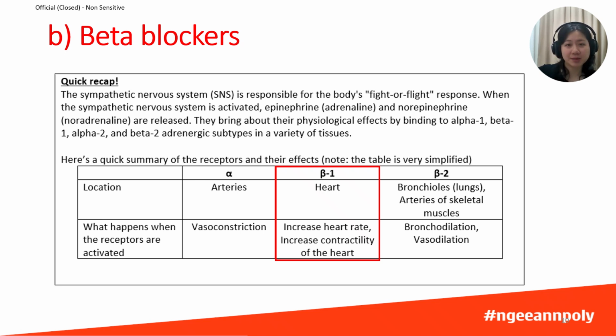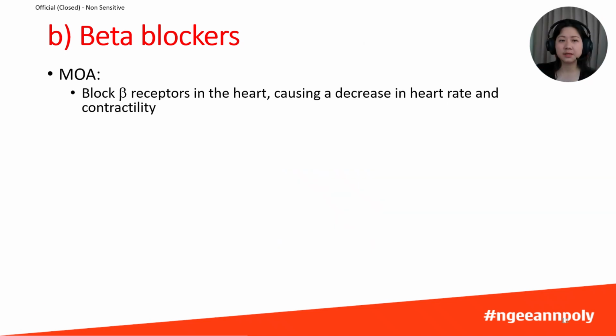For this drug, beta blockers, we are interested in the beta-1 adrenergic receptors, which are found in the heart. Activation of the beta-1 receptors results in increased heart rate and increased contractility of the heart. These are different from the beta-2 receptors, which are found in the lungs and cause bronchodilation. So beta blockers block beta receptors in the heart, which causes a decrease in heart rate and contractility of the heart.